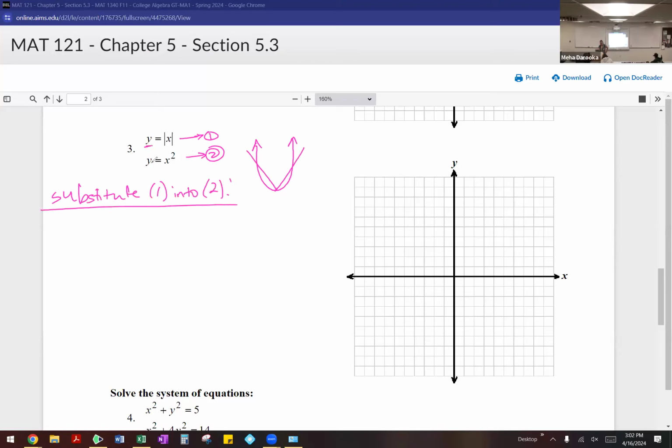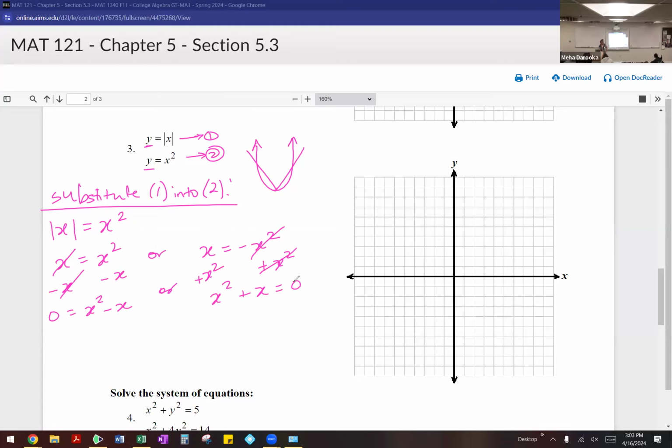And again, since they're both set up as y equals, you can just set them equal to one another. Same thing, since we are dealing with the absolute value of x, you'll set this up as x equals x squared or x equals negative x squared. Now you will need to solve this as a quadratic equation, so you will end up with x squared minus x equals 0 on one of those equations. And this guy, if I move him, you'll end up with x squared plus x equals 0.